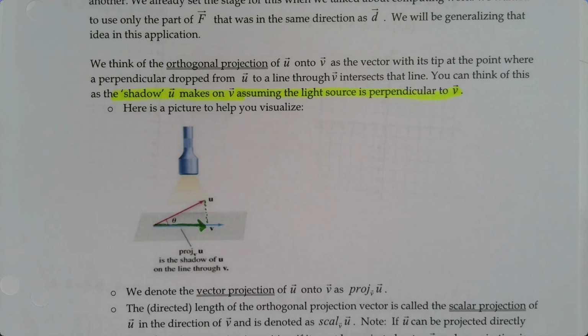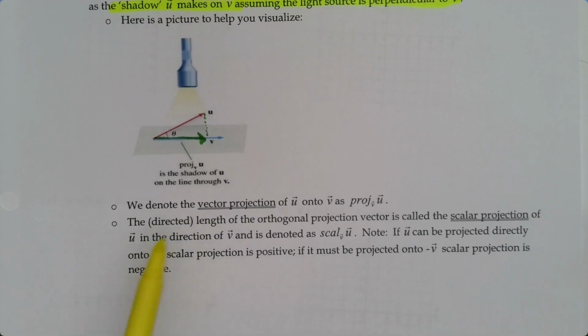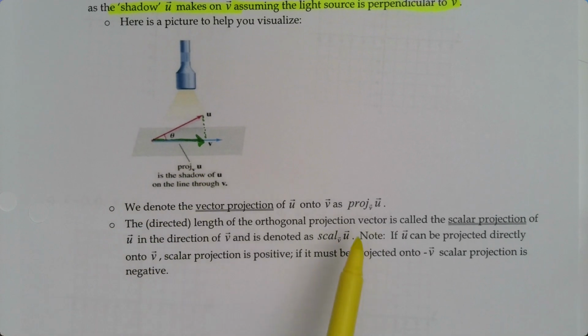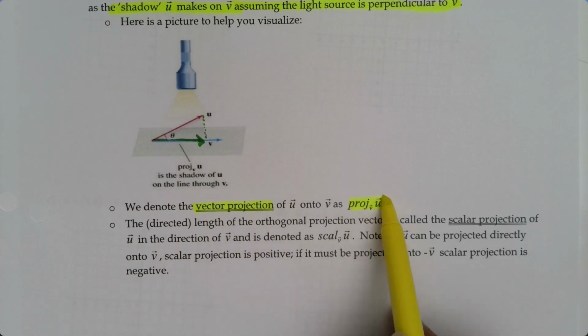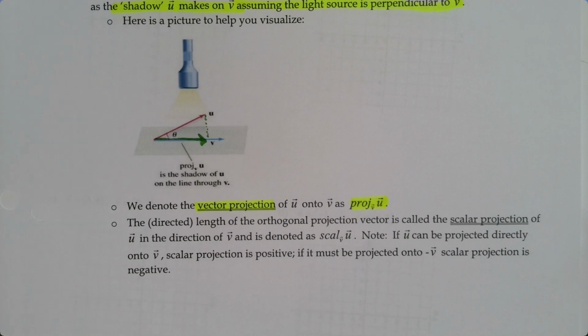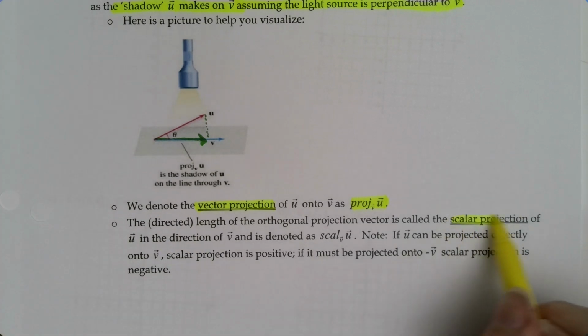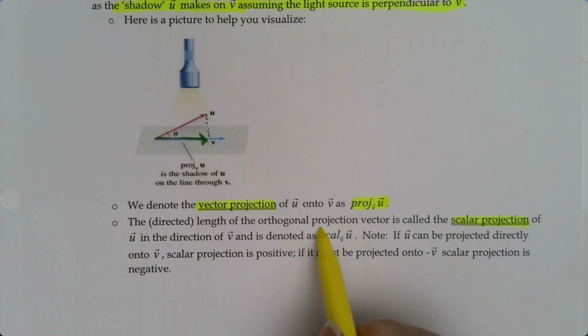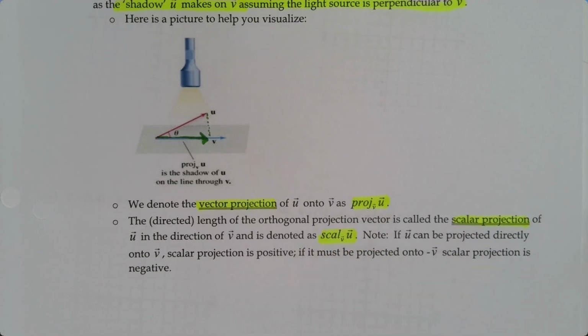All right, so we denote this, and you can see it right there in the diagram, with the projection of u onto v. So that's the way we note it. The vector projection is the projection of u onto v. Now the length of that projection is called the scalar projection, so how long it is, and that's denoted with the scalar.